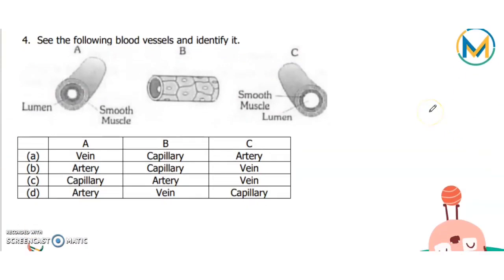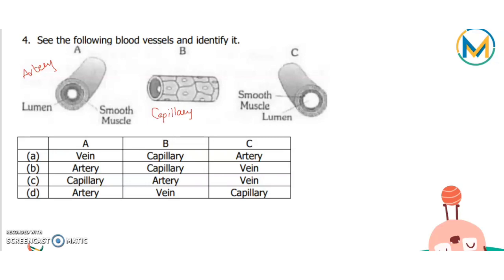See the following blood vessels and identify it. Now here, this blood vessel A is an artery because it has a smaller lumen and it has a smooth muscle. So blood vessel that carries oxygen-rich blood from the heart to the tissue, small lumen, is the identity. Then this B is a capillary. Very tiny blood vessel that helps to connect arteries and veins. Its outer layer of the capillaries is made up of the epithelial cells, and that's its identity.